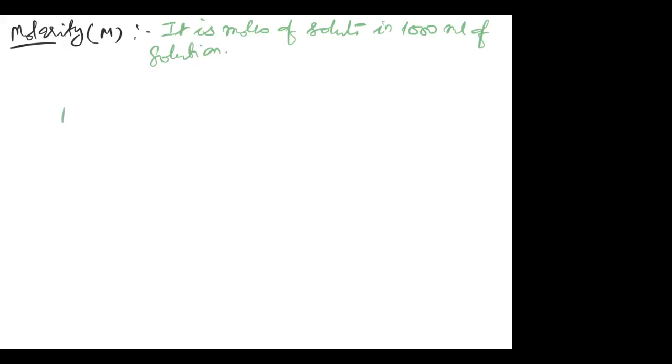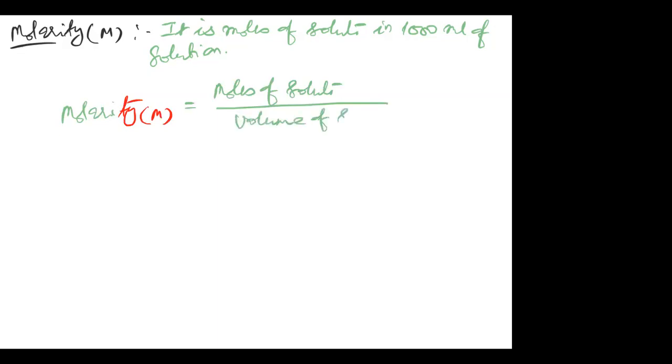So as far as molarity is concerned, molarity, which is capital M, should be equal to, let's say, moles of solute divided by volume of solution. Usually it is given in milliliter, so it is multiplied by 1000 such that it may be calculated per liter, per 1000 milliliter. So it's moles of solute present per liter of solution, or if volume is given in milliliter, you have to multiply it by 1000.